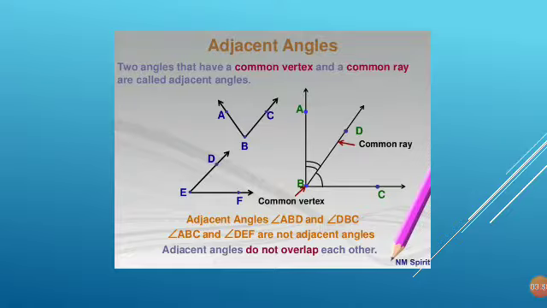Adjacent angles don't overlap each other. Adjacent angles have three properties: they have a common vertex, they have a common arm, and their interiors have no point in common. That is called adjacent angles. Two angles that have a common vertex and common ray are called adjacent angles.